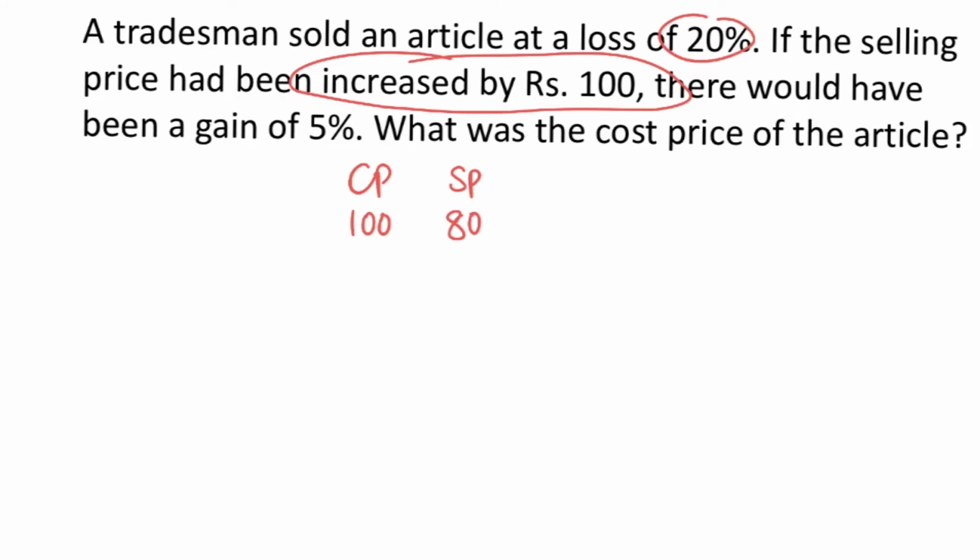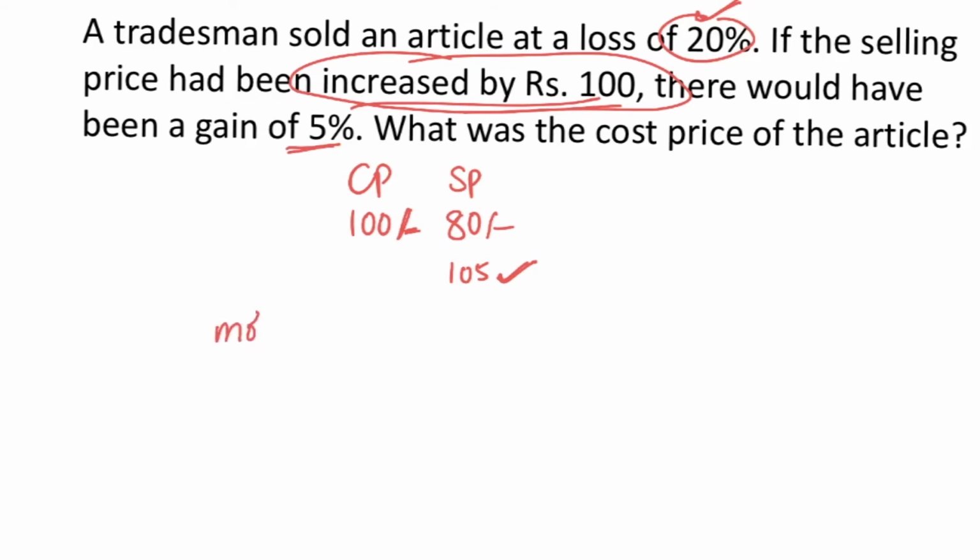So let me tell you in a different way. If he increases the selling price by some rupees, there would have been a gain of 5%. By selling at what price would he gain 5%? If he sells at 105 rupees, then only he gets 5%. See, I'll repeat. He purchased at 100, sold at 80, that's why he is getting a 20% loss. He purchased at 100, if he sells at 105 rupees, definitely there is a 5% gain.